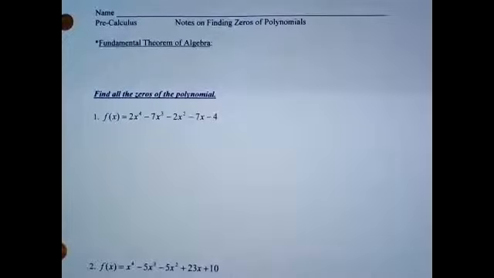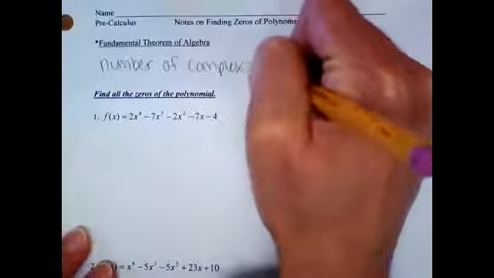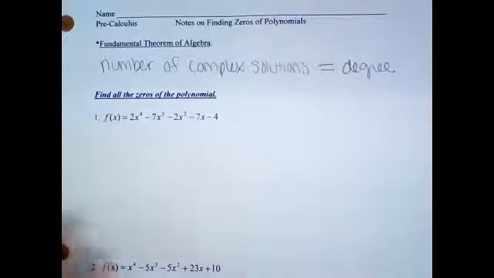So the reason why you learned how to do polynomial division, why we spent time doing that, is so you can find all the zeros. That's the goal. That's what the directions are going to say, is find the zeros of the polynomial. So first, your fundamental theorem of algebra says that the number of complex solutions equals the degree. The word complex always throws everybody because it sounds like it's going to be real difficult.